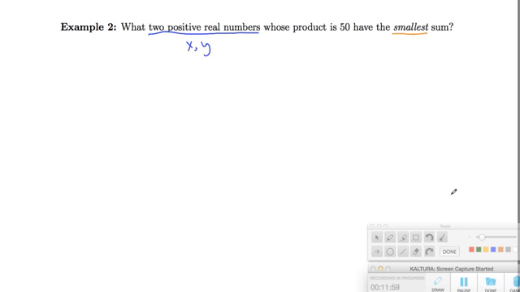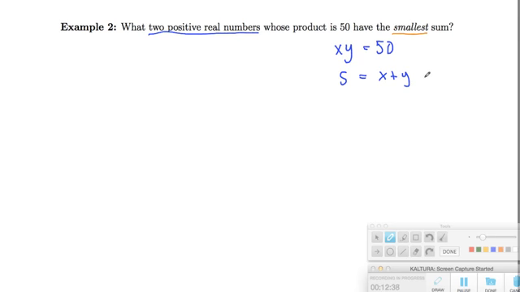We need to have their product be 50, so let me just give myself some space and write it. We need their product to be 50, and we want to minimize their sum. So just be careful. Remember, there's usually some sort of constraint along with what needs to be optimized, and so don't mix those two up. Their product is 50, so that means x times y must be equal to 50. That's the constraint. We want to minimize their sum, so sum equals x plus y.